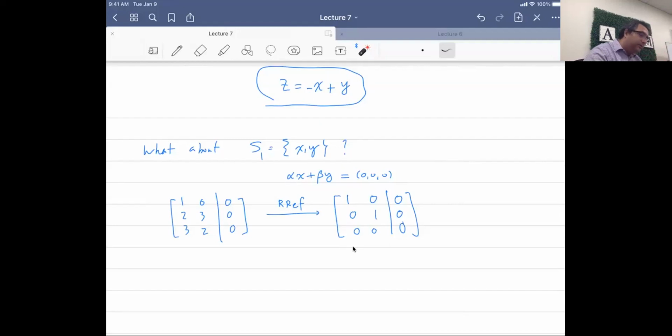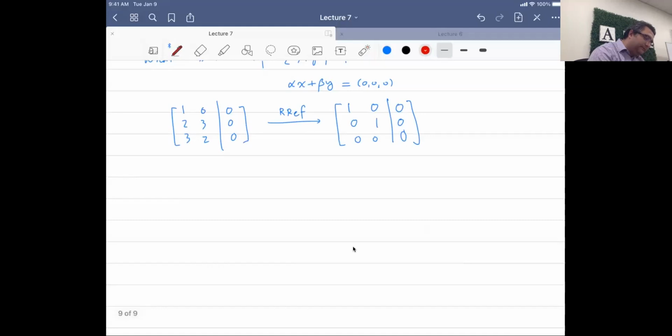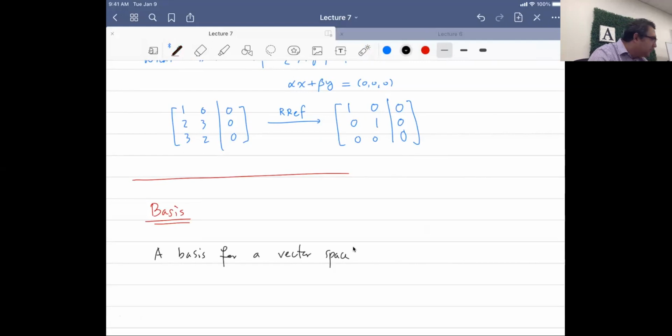Now it's time to think about the basis, okay? So now that we have both of these, I first defined spanning sets, also defined linear independence. It's time to find a basis. So a basis for a vector space is a linearly independent spanning subset.